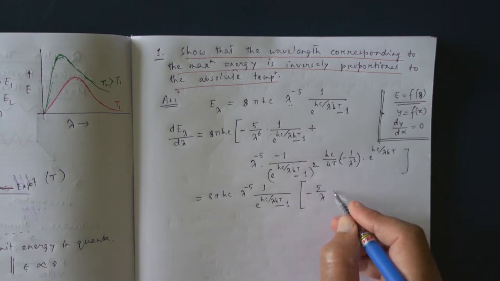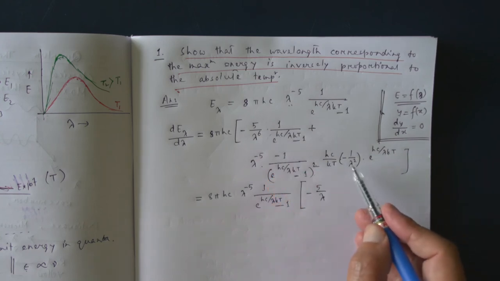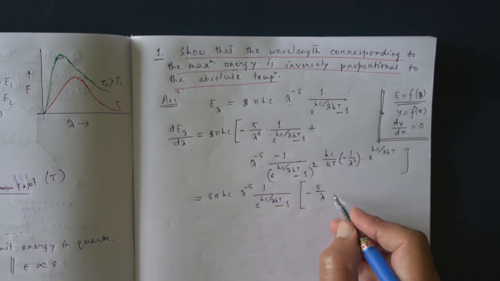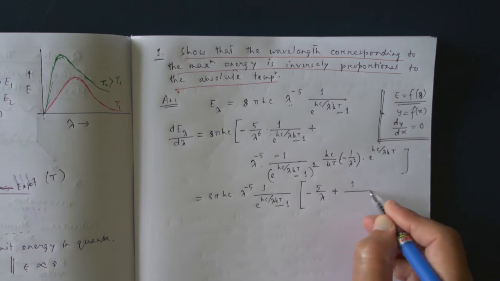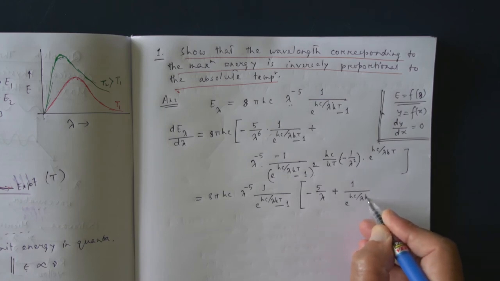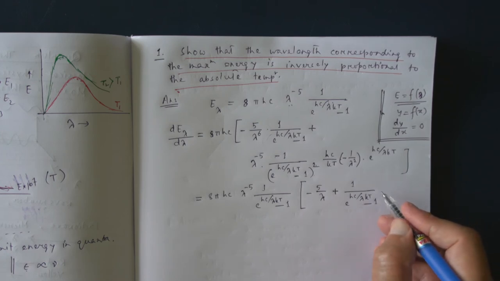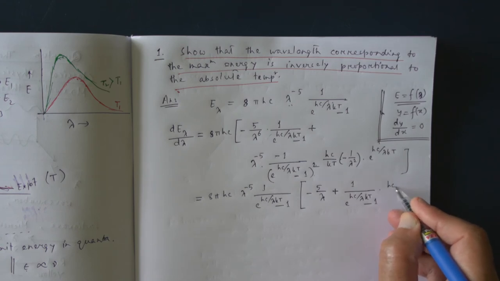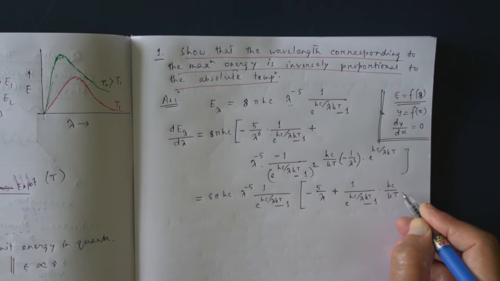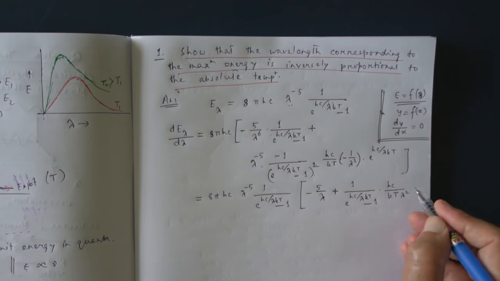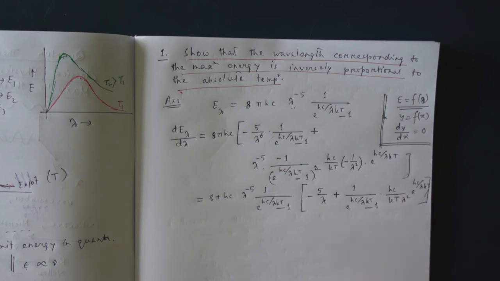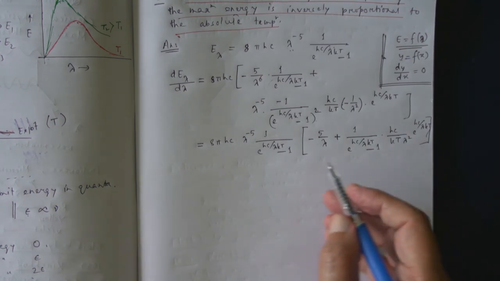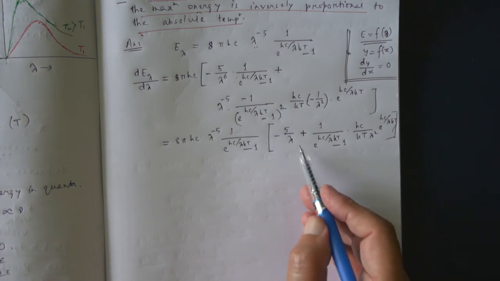5 by lambda, this is minus, then this is minus plus, so this is plus, then this will be 1 by e to the power hc by lambda kT, minus 1, into hc by kT, lambda square e to the power hc by lambda kT. Okay, lambda kT. So we are getting this.